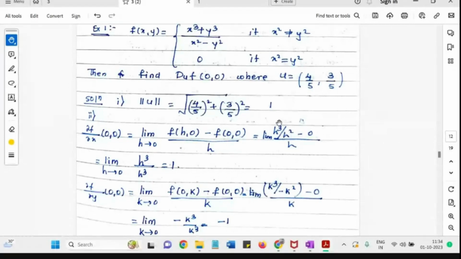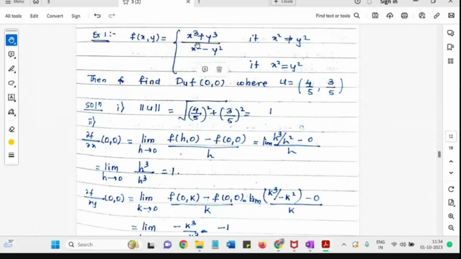Make a substitution here. So this is (h cube plus 0 cube) divided by (h square minus 0 square). That will give me h cube upon h square minus f(0, 0), which is 0, divided by h. Simplify this, and you will get ∂f/∂x at (0, 0) equal to 1.